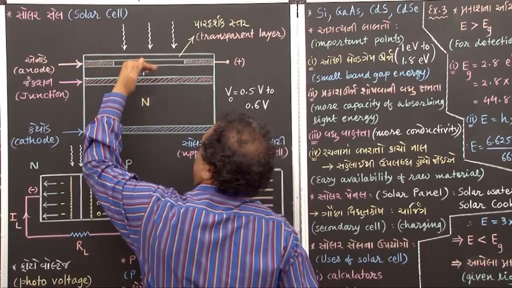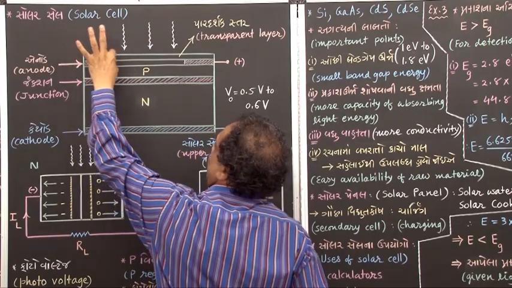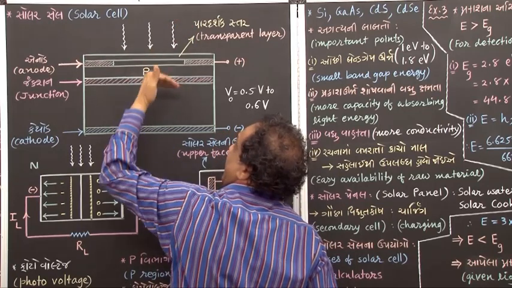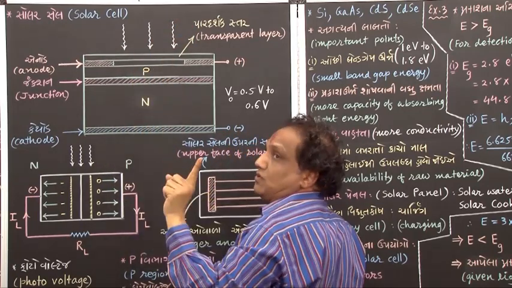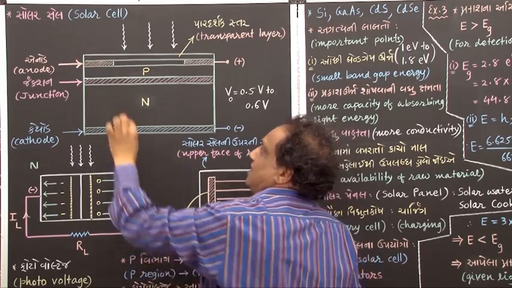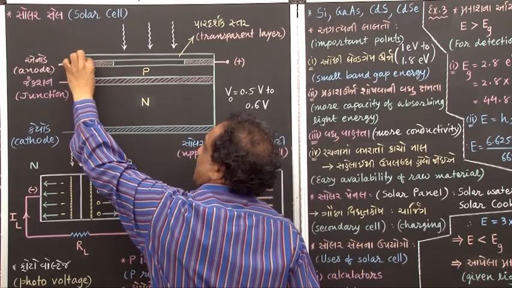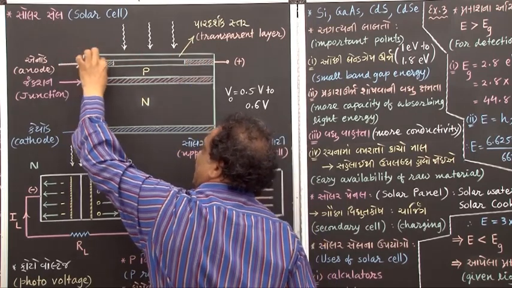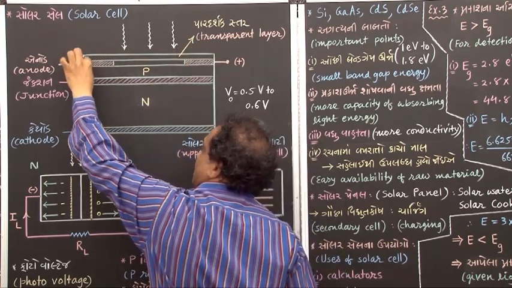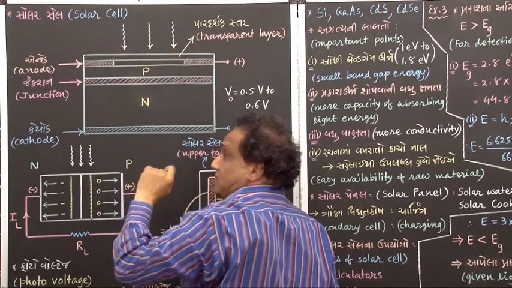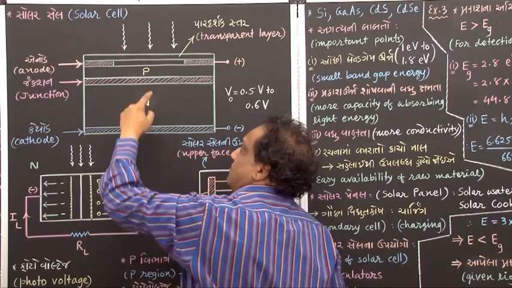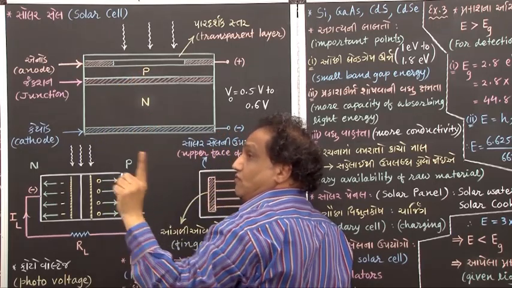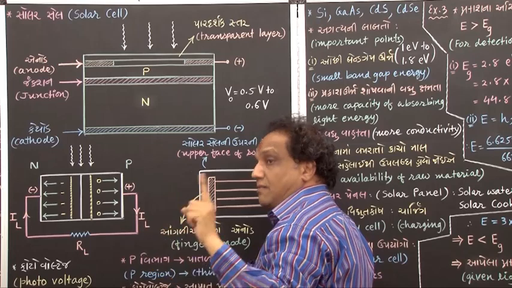See, above this we have a transparent layer through which light can enter the PN junction diode. Now, if we use this anode in the form of a continuous metallic sheet, then it will simply cover the entire P-type semiconductor. We don't want that. We don't want to cover the P-type semiconductor completely.